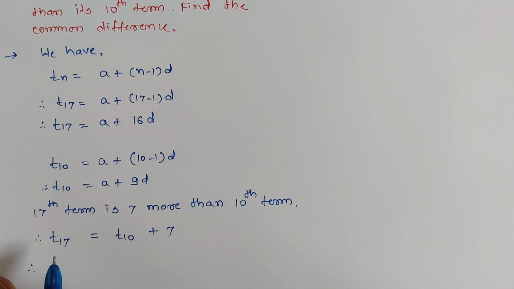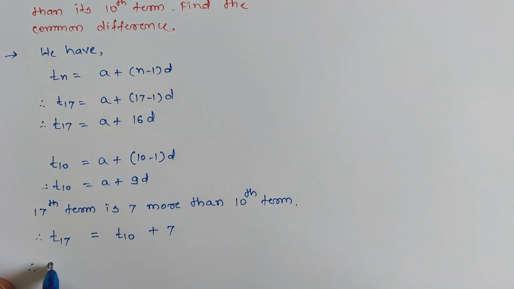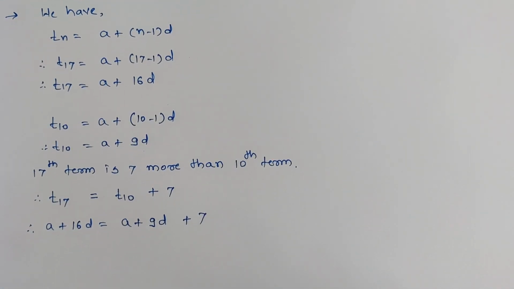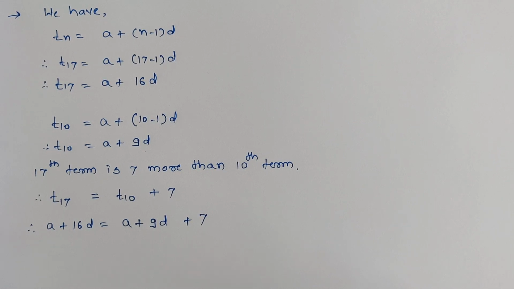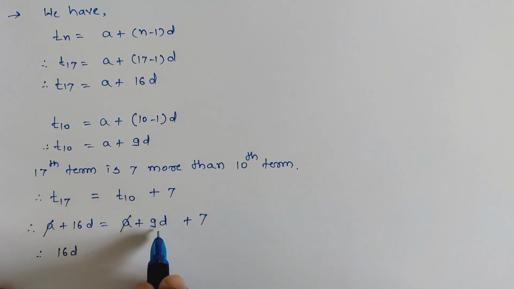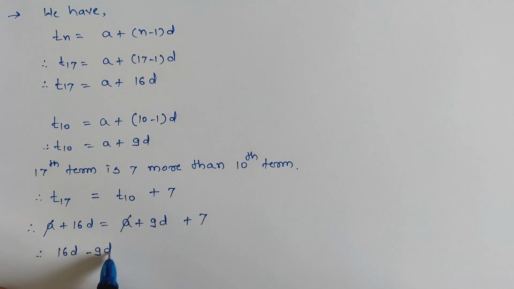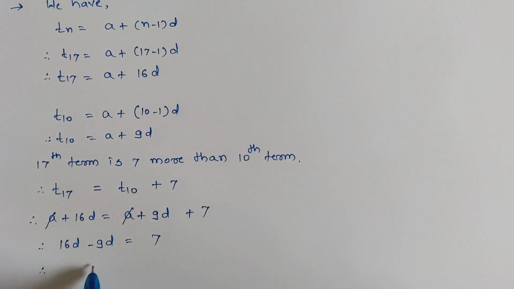Now we have T17 as a plus 16d, so we should replace that. a plus 16d is equal to T10, which is a plus 9d, plus 7 as it is. Now we have to solve this equation to find the common difference d. On both sides a will get cancelled. So if we have 16d, if we transfer 9d to the left hand side, it will become minus 9d, equal to 7 on the right hand side. So 16d minus 9d, that is 7d, is equal to 7.